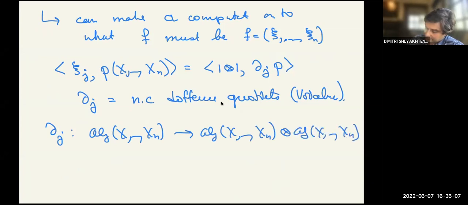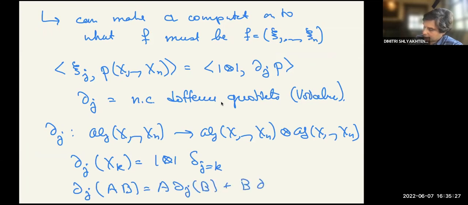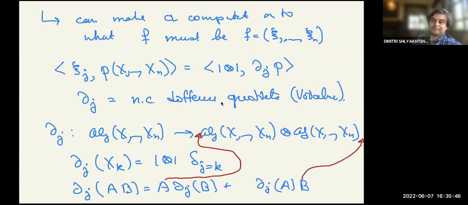And they're determined by the following rules. The derivative of xk is 1 tensor 1 if j equals k, otherwise it's 0. And you have the Leibniz rule: dj of AB is equal to A dj of B plus B dj of A, where this A is acting here on the left, and this B is acting here on the right.